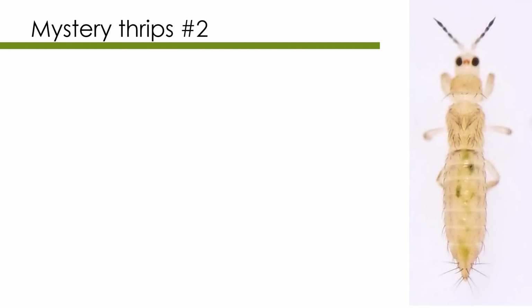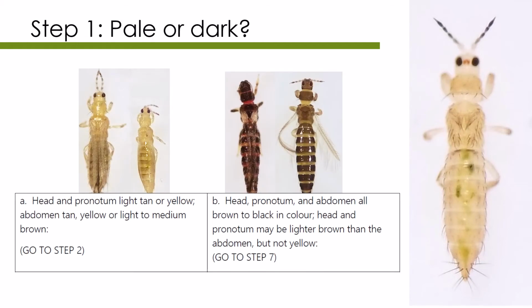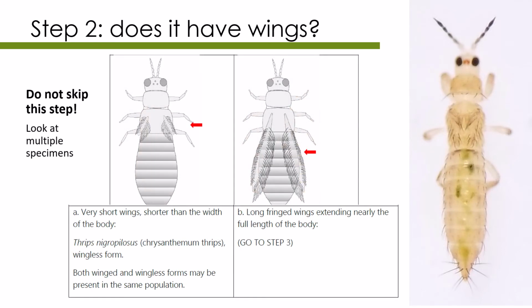Okay, let's look at another example. As always, we start at the beginning. We can confirm that this is also a pale colored thrips, so let's go to step 2. Step 2 is asking whether or not the specimen has wings, and when we look at this mystery thrips, we can see that actually it doesn't. We can clearly see the abdomen, and there are no wings covering it. This specimen only has tiny nubs where its wings ought to be.